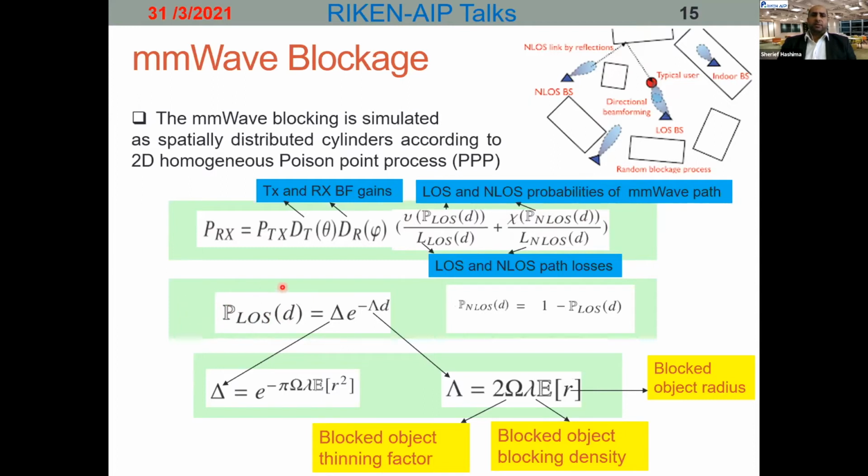This is the equation of line of sight blockage. D is the distance between the transmitter and the receiver, and delta is given by this equation. R is the blocking object radius, lambda is the blocking density, and omega is the blocking object thinning factor.